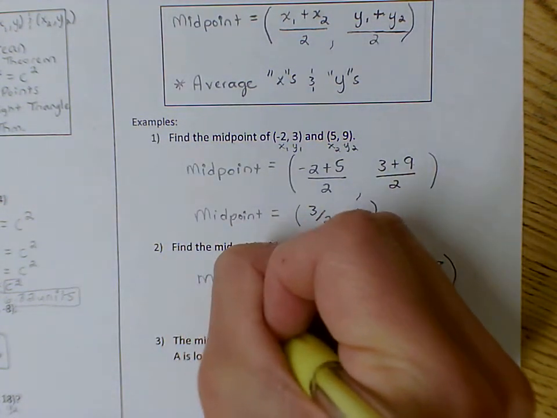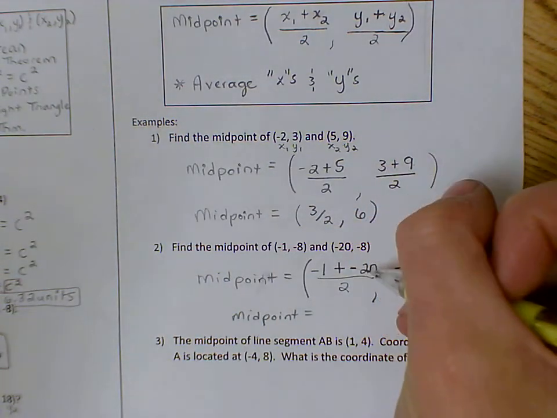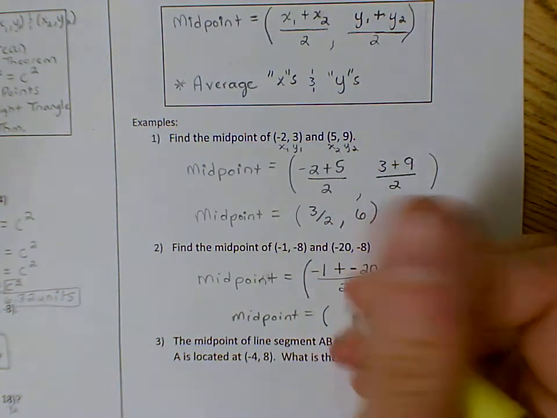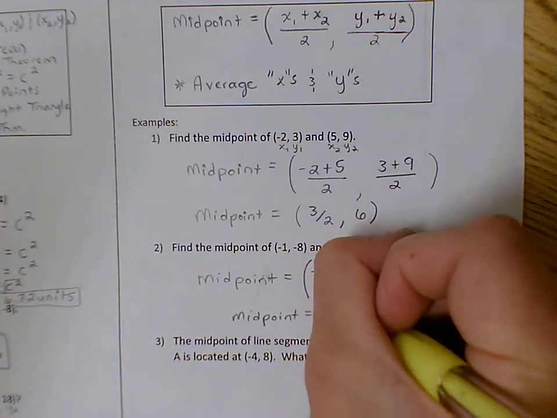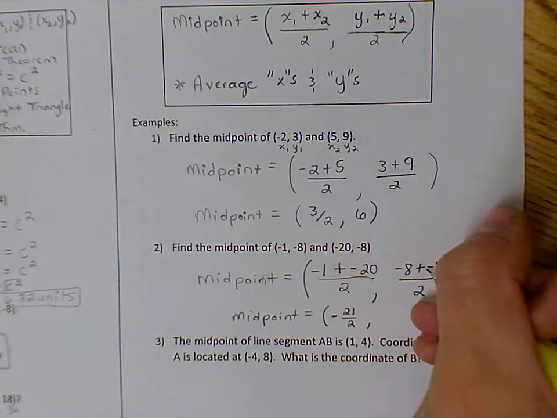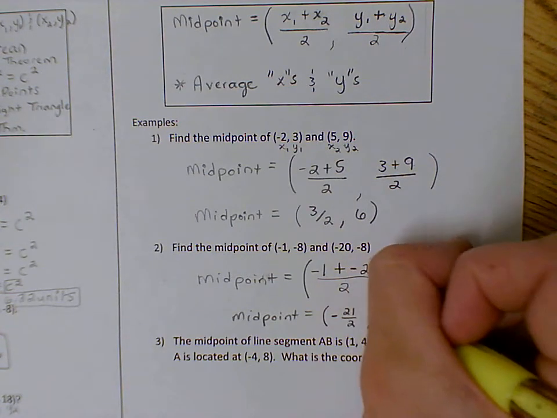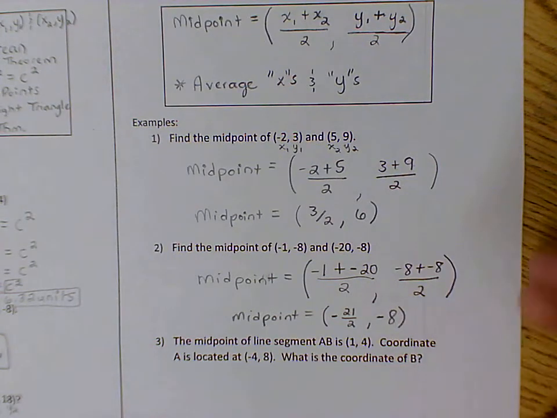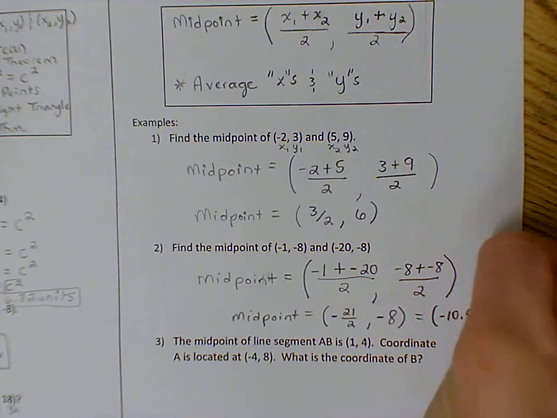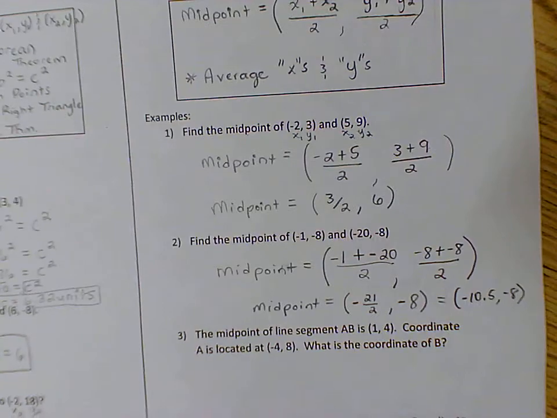So if I simplify that, -1 plus -20 is -21, and then divide by 2, that would give me a decimal, so I'm going to leave it as -21 over 2. And then -8 plus -8, that's -16, but then divide by 2, I get -8. Okay, so your midpoint would be that, or if you actually wrote it as a decimal, it'd be -10.5, -8. Okay, and sometimes when you're graphing, it is easier to think of it as a decimal.